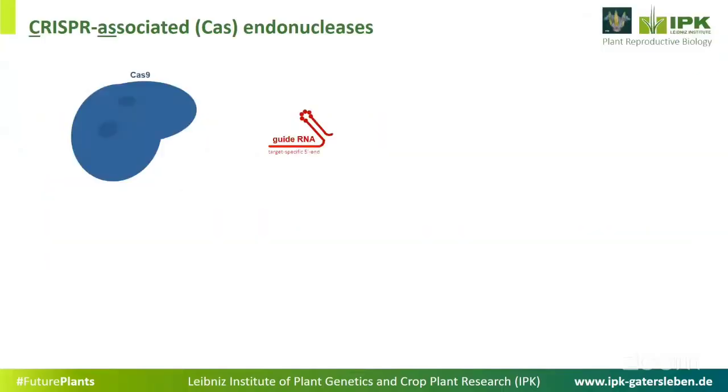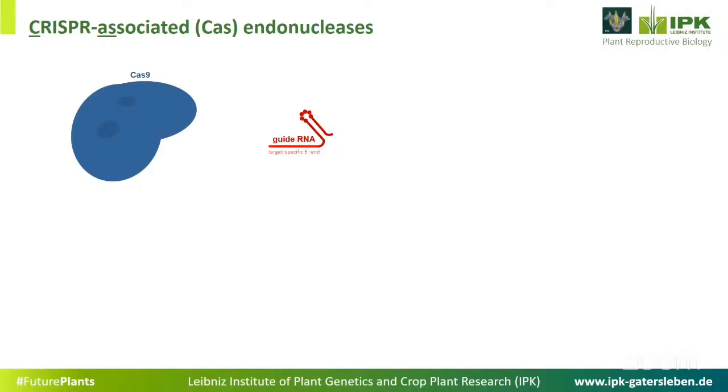So how does genome editing work? What we have to do is to introduce into the cell an enzyme which cuts the DNA of the plant. The system is a two-component system. It consists of an enzyme that cleaves the DNA, and an RNA, which guides this enzyme to the site where the DNA has to be cleaved.